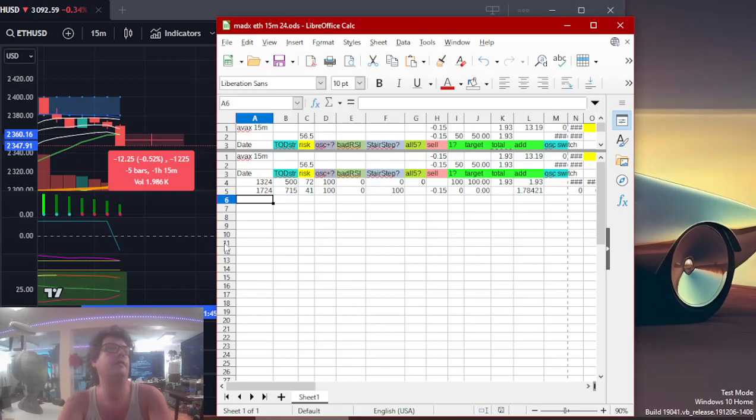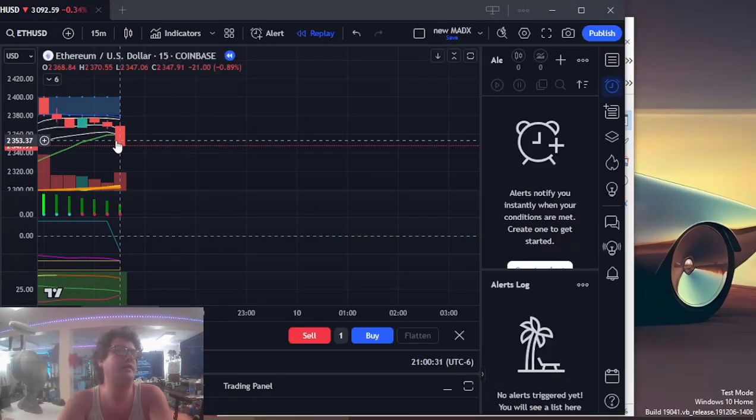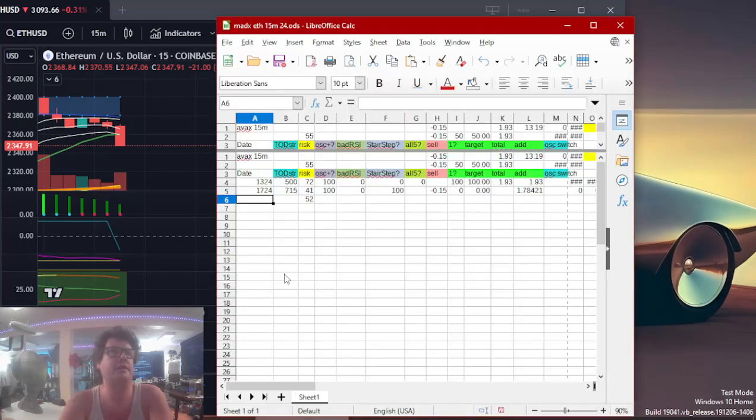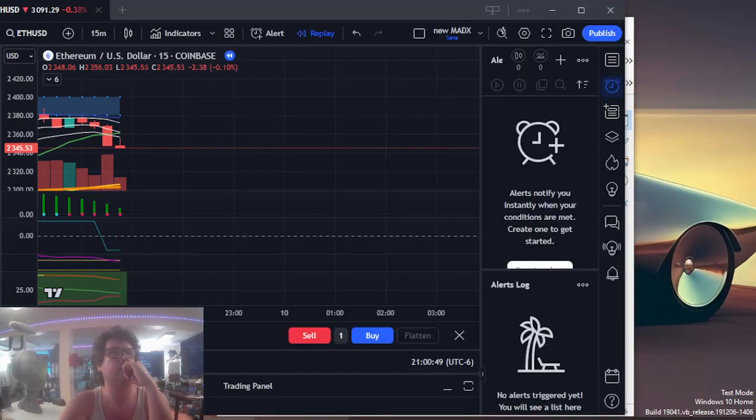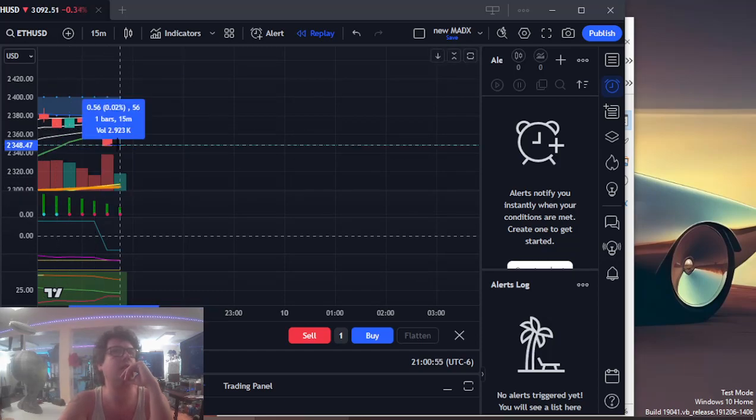Alright. Oscillator going the right way. Wrong, bad RSI. That's the right volume for this. Alright, let's see what happens. So that's a no.